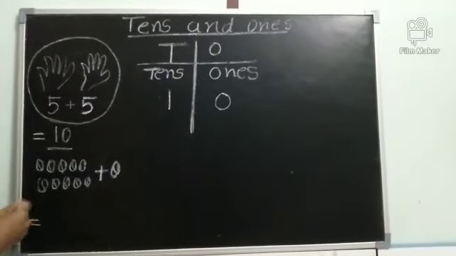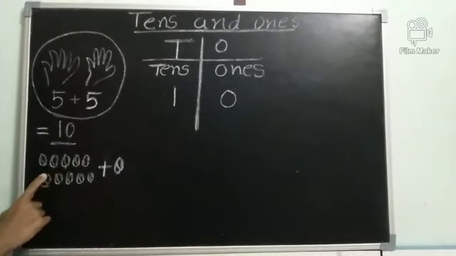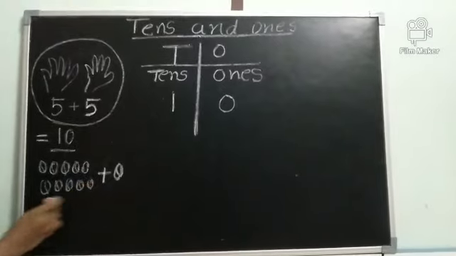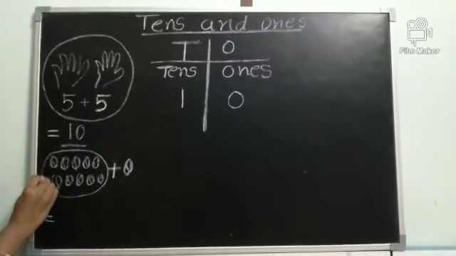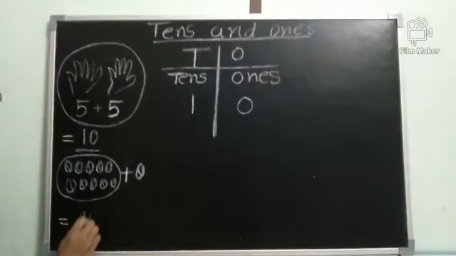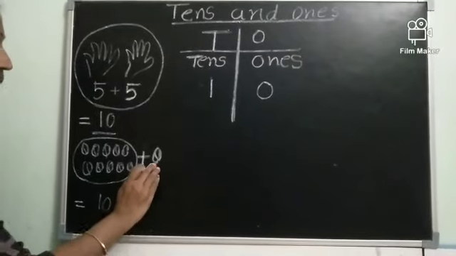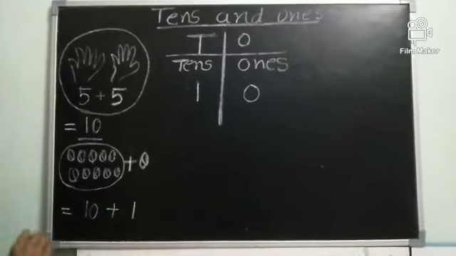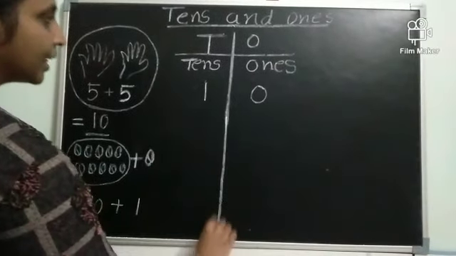Here I have mentioned one more example. 10 balls. 1, 2, 3, 4, 5, 6, 7, 8, 9, 10. So these 10 balls represent one group. Here one ball comes to ones. So now how are you going to mention this in the ones and tens column?